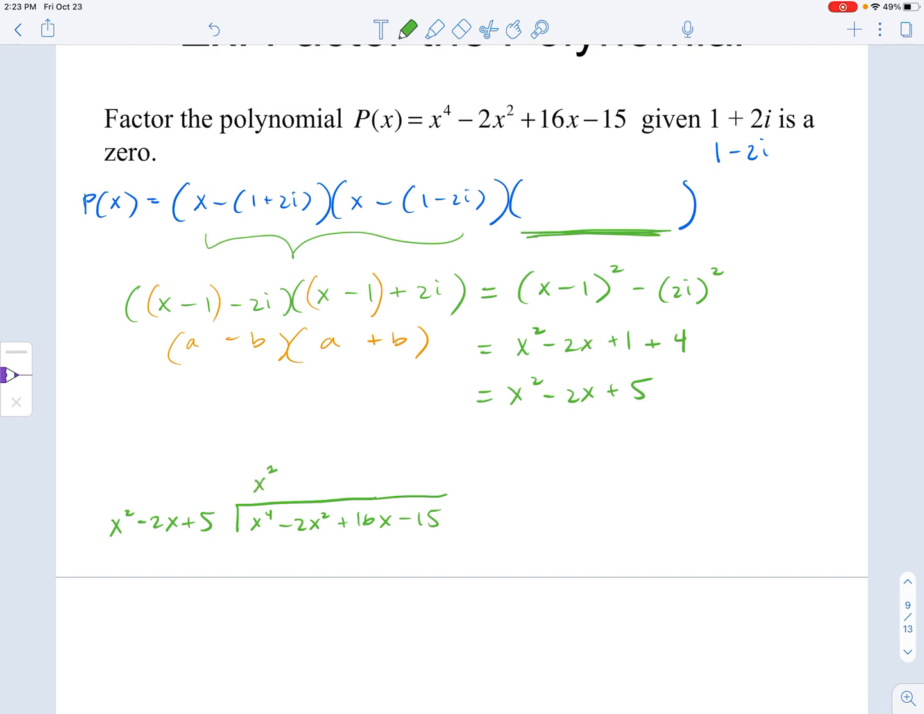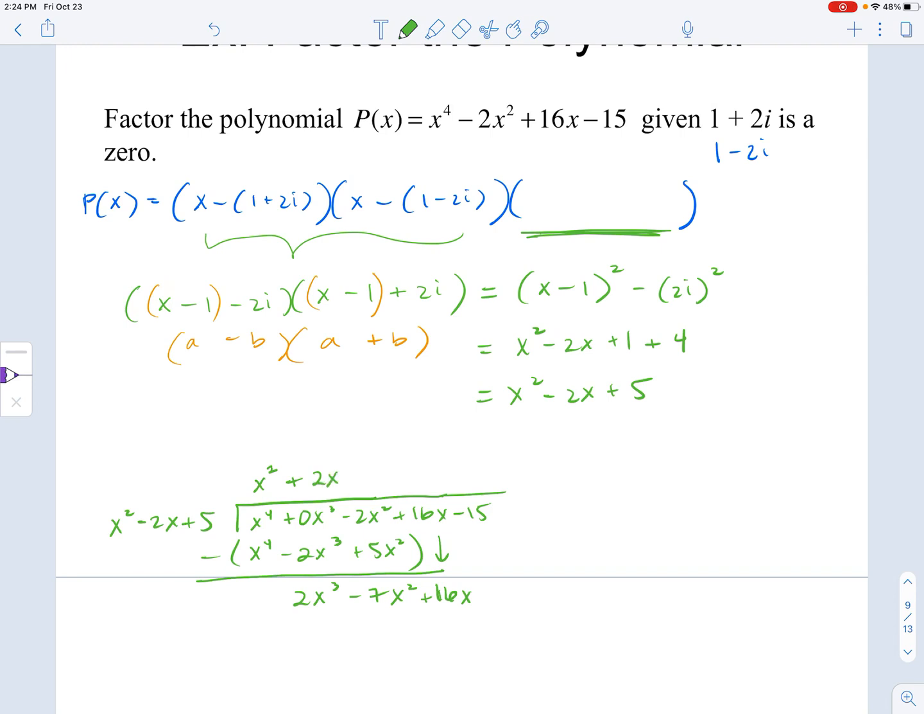Okay, so x squared times x squared will give me x to the 4th. Oh, I forgot to put my placeholder for the x cubed term. Okay, so that'll be minus 2x cubed plus 5x squared. Make sure you put those placeholders so everything works out nicely. So 2x cubed minus 7x squared. I'm going to bring the 16x down.